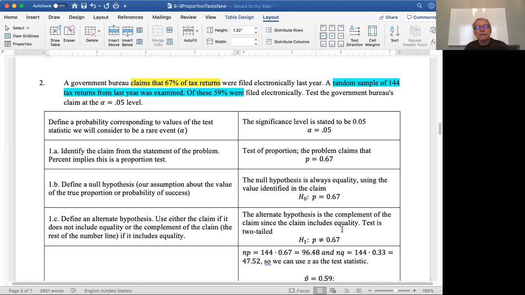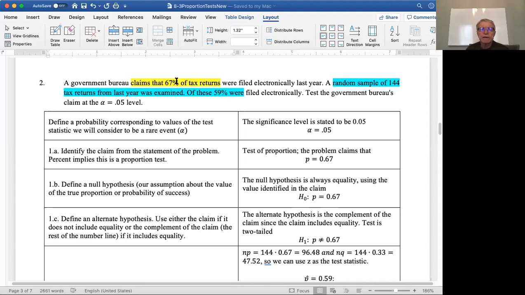And we see that the problem is: a government bureau claims that 67% of tax returns were filed electronically last year. A random sample of 144 tax returns from last year was examined. Of these, 59% were filed electronically. Test the government bureau's claim at the alpha equals 0.05 level.